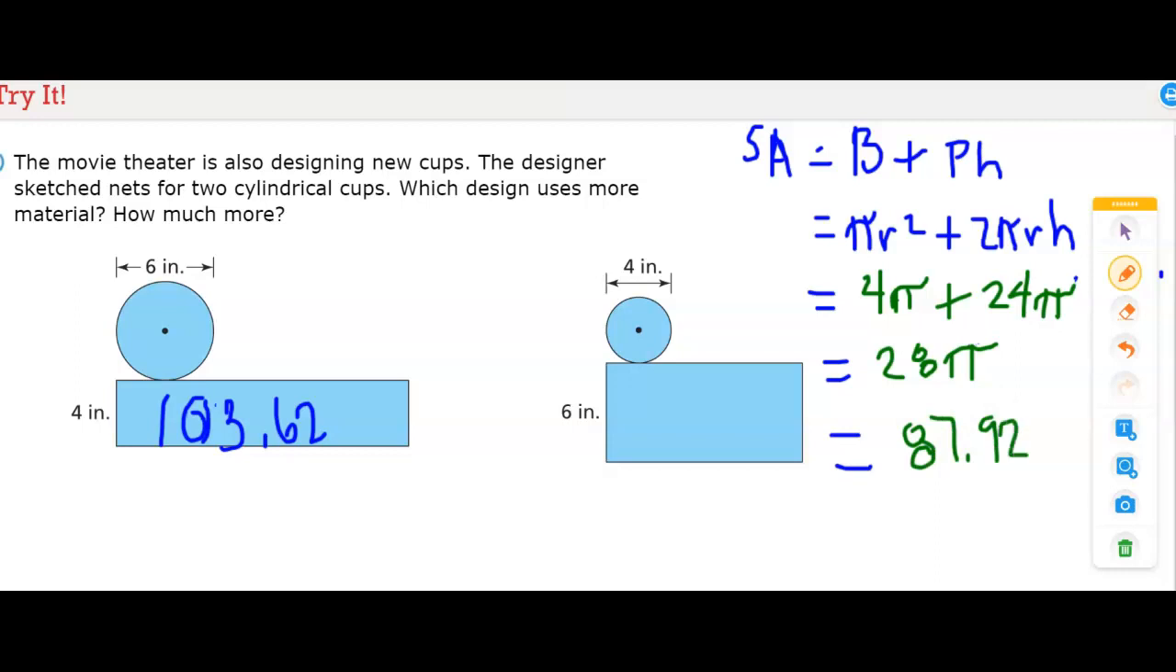So it says which design uses more material? It will be the bigger cup, and it says by how much more. How much more tells us we're going to subtract. So we subtract the 87.92 from the 103.62, and we get 15.7 as the difference. And that is all.